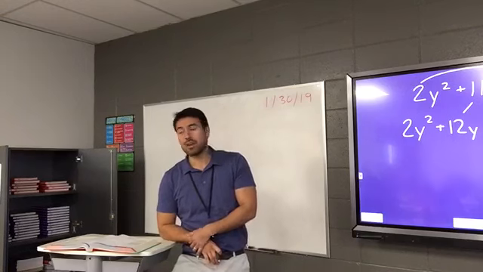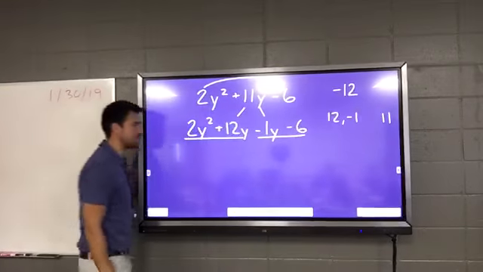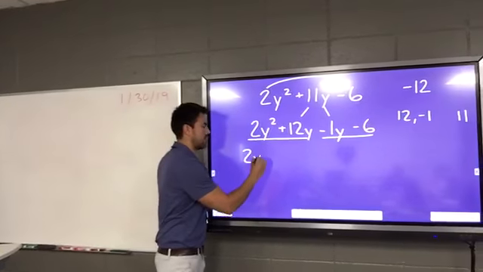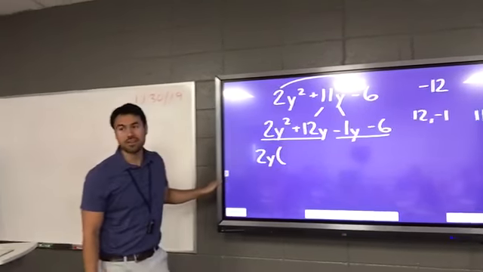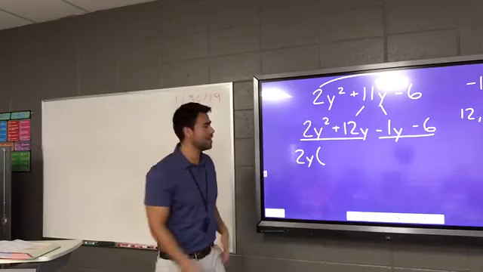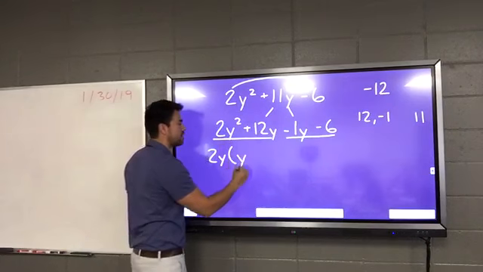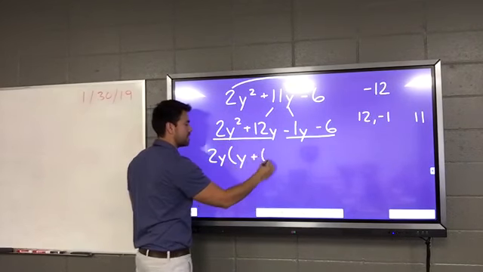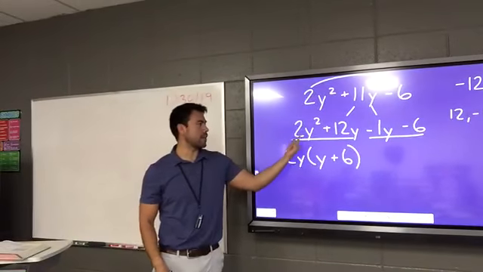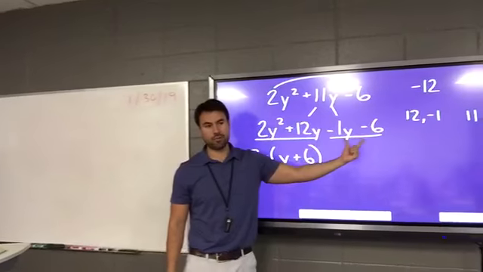Sorry. Okay, but anyway, grouping the first two and the last two, what's the common factor here? 2y. You like GCF, don't you? Because if you don't know the GCF, you're done. You're like, I'm stuck. Can't do anything. Done. What's left? Y plus 6. Y plus 6. What did I do to get that? I divided both of these by 2y to get y plus 6. Okay. Second set, be careful.